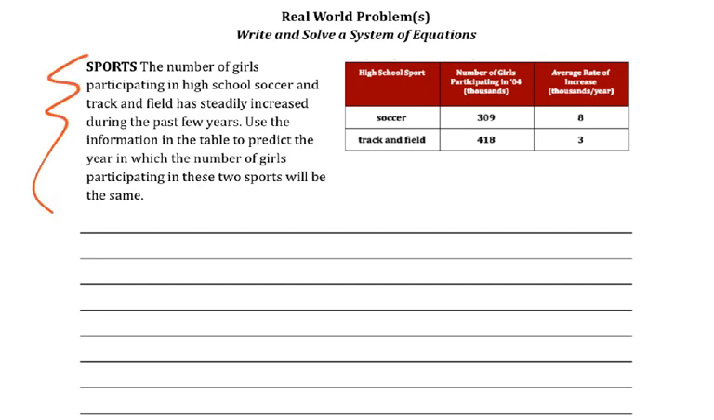Read through this by pausing the video and give yourself some time to process it, because I'll read it quickly and then jump in. The number of girls participating in high school soccer and track and field has steadily increased during the past few years. Use the information in the table to predict the year in which the number of girls participating in these two sports will be the same.